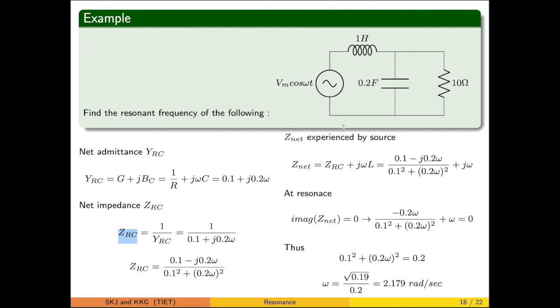Now the net impedance experienced at the source is evaluated. At the resonance condition, the imaginary component of the net impedance has to be 0. That is calculated, and the resonant frequency comes out to be 2.179 radian per second for this circuit.